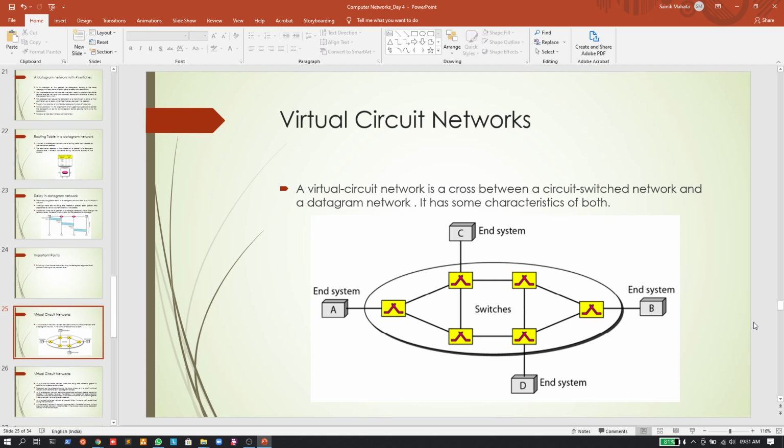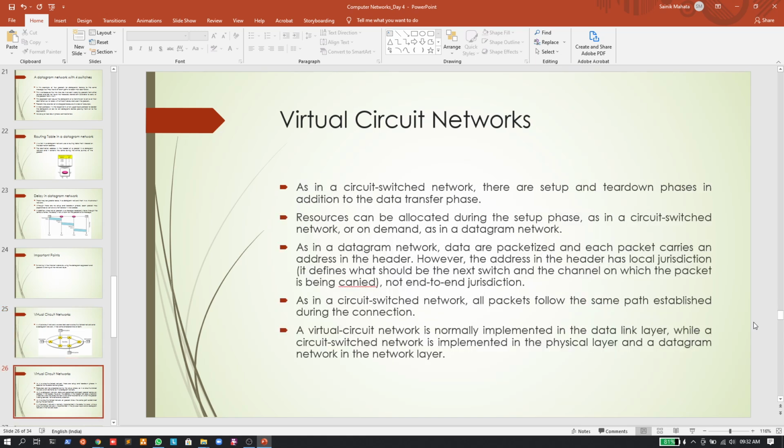Now, as it is written above, a virtual circuit network is a cross between a circuit switch network and a datagram network. A datagram network obviously means a packet switched network, and it has characteristics of both. What are the characteristics? With the diagram you can see that it looks like a circuit switch network, but the working of this network is a bit different and it resembles that of a packet switched or datagram network.